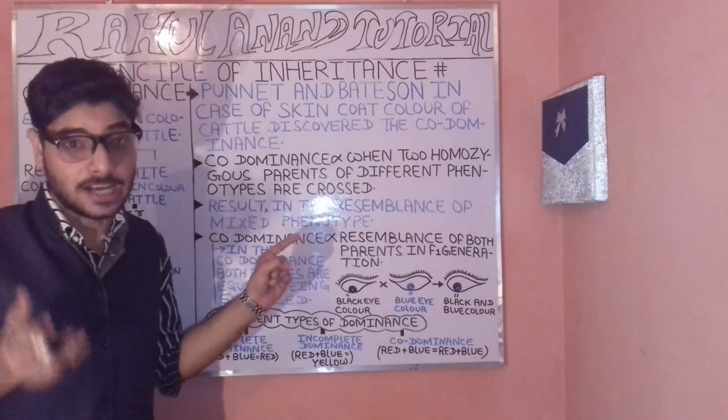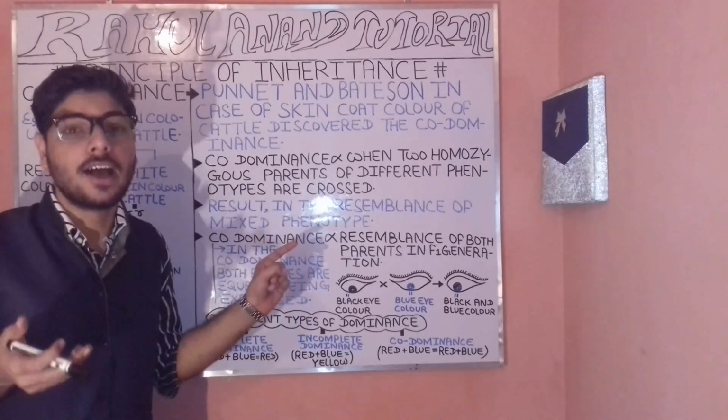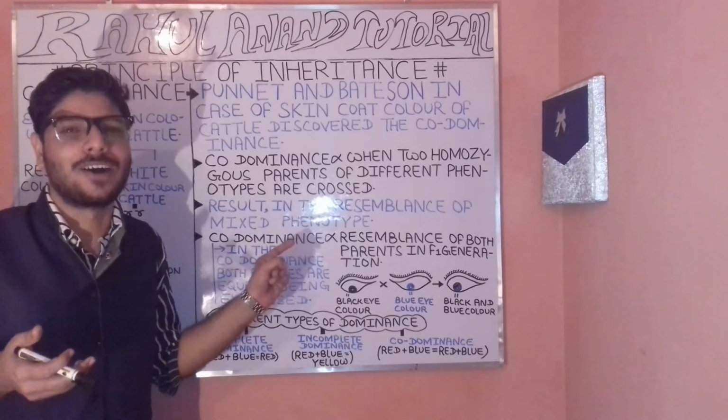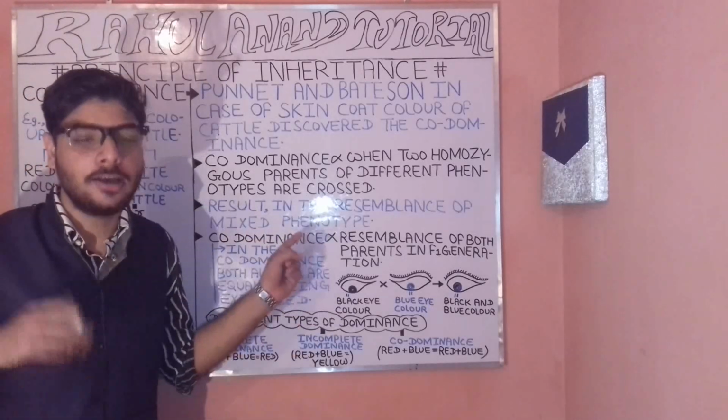When two homozygous parents of different phenotypes are crossed, it results in the formation of the codominance case. You can often find this here on the board.